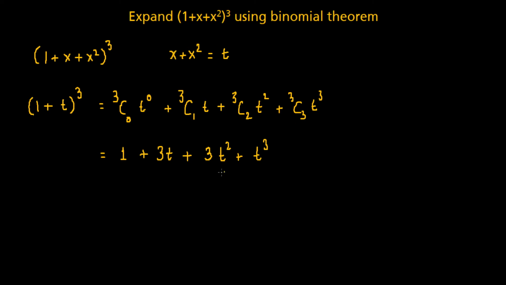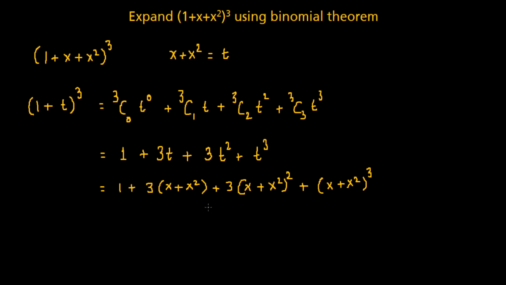Okay. Now this is done, what we're going to do is replace the t by x plus x squared. So we have 1 plus 3 instead of t, we're going to replace it by the original expression, which is x plus x squared, plus 3 times x plus x squared whole raised to the power of 2 plus t cubed, which is x plus x squared raised to the power of 3. Now you can see the first, second and third terms are very easy to expand.